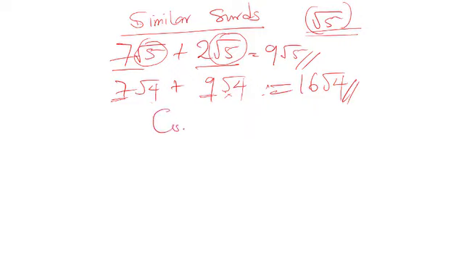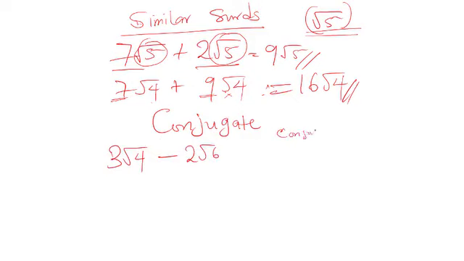But it is very important to know what a conjugate of a surd is. Now when you talk about a conjugate, it talks about changing sign. So if I have 3 root 4 minus 2 root 6, then the conjugate just talks about changing the sign that is here in the middle, not in front, not behind. So this thing becomes 3 root 4 plus 2 root 6. Simple.